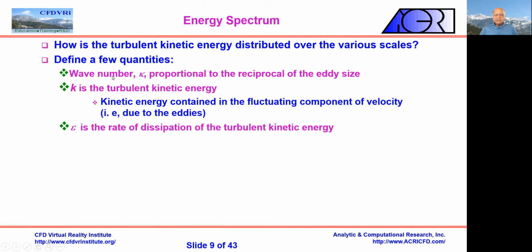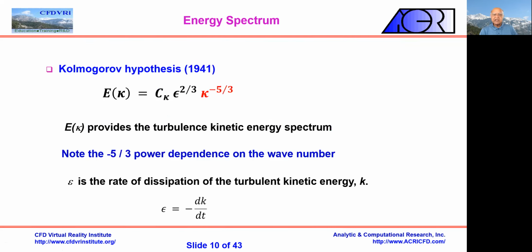Let's define a few quantities. There is a wave number kappa that is proportional to the reciprocal of the eddy size, okay? So the smaller the eddy, the higher the wave number, okay? That's usually what happens: as length increases, the wave number decreases, okay? K is the turbulent kinetic energy. It's the kinetic energy which is only the turbulent component, the fluctuating component of velocity, not the mean velocity, okay? You have to subtract the mean velocity from the total velocity to get the turbulent energy. Epsilon is the rate of dissipation of this energy. This is what viscosity is doing. It's dissipating that energy, and epsilon is that.